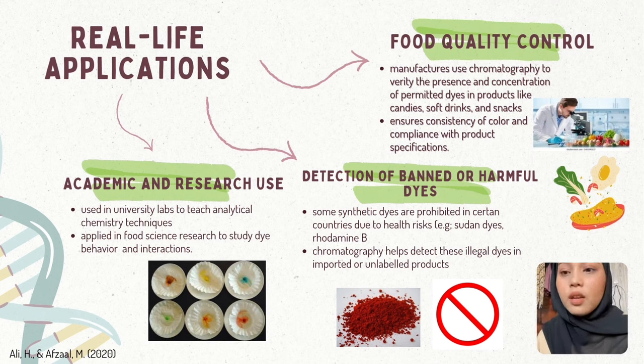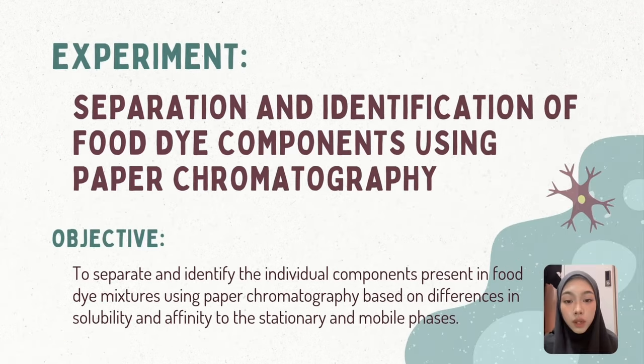Chromatography is taught in university labs to help students understand analytic techniques. It is also widely used in food science research to study how dyes behave and interact with other substances. So, from ensuring the safety of what we eat to educating future scientists, chromatography plays a key role in many areas. And now let's move on to the experiment: separation and identification of food dye components using paper chromatography.